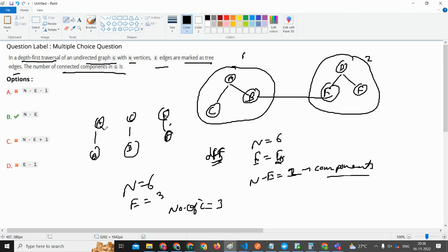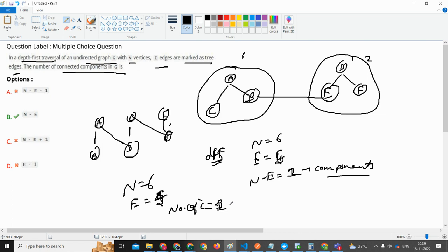If we add one edge extra, which means the number of edges is 4, and we have two different connected components, right? If you add one more, then it's going to become 5, and the number of connected components is 1. Hope this is clear.